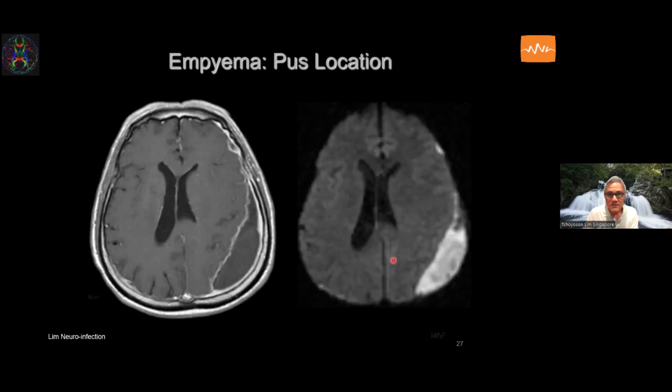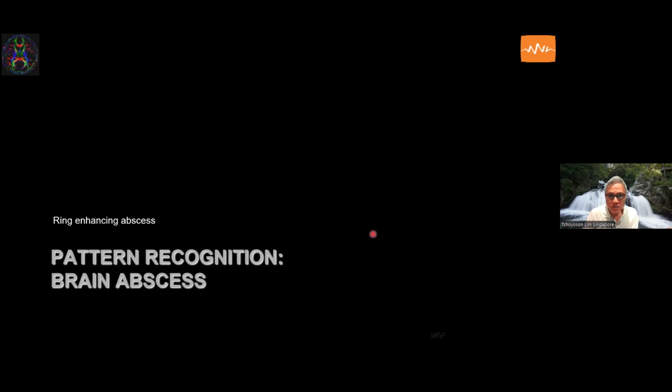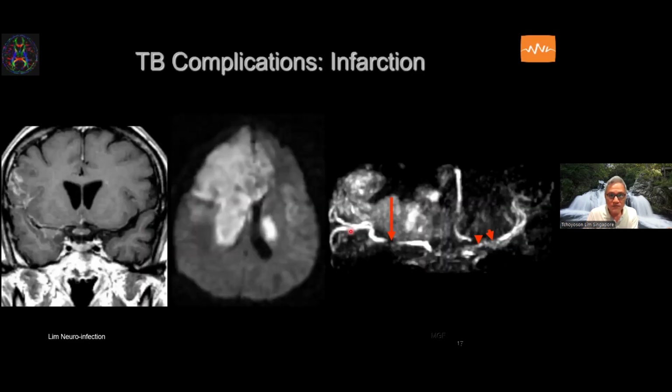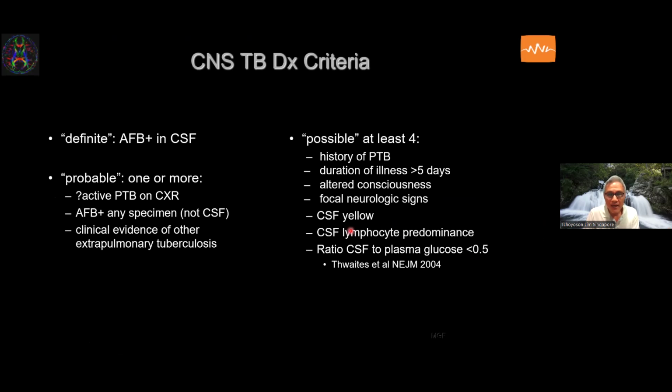So let's take a short segue, apologize for my disorganization, and go into the question of TB meningitis. In TB meningitis, there is a finding of abnormality of enhancement of the meninges, as we have seen in typical bacterial meningitis.